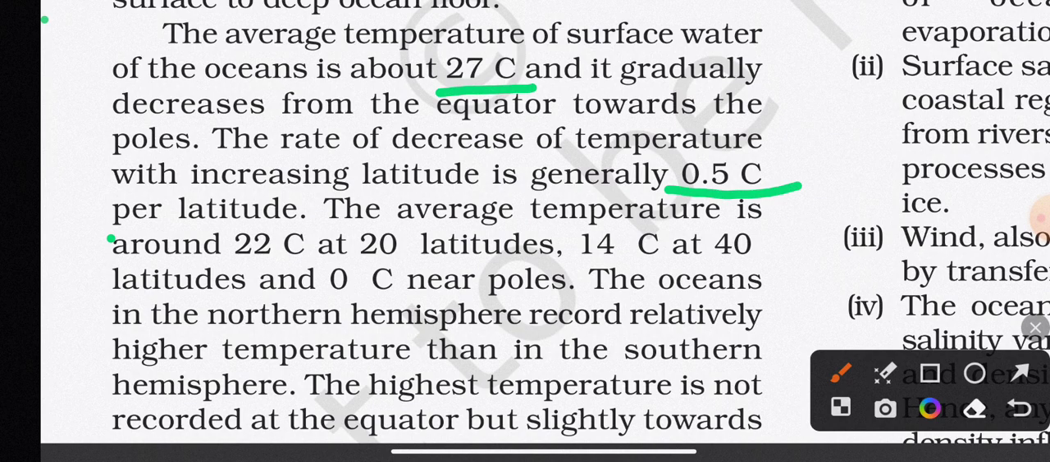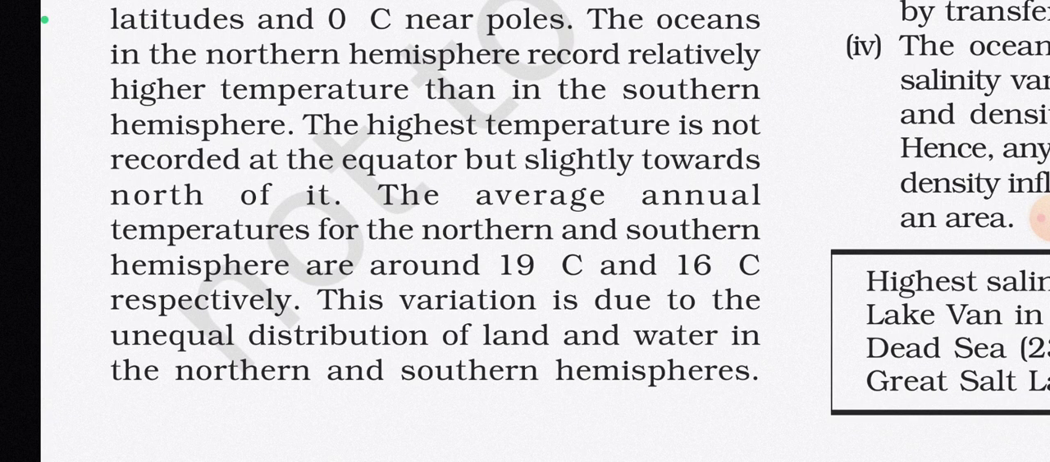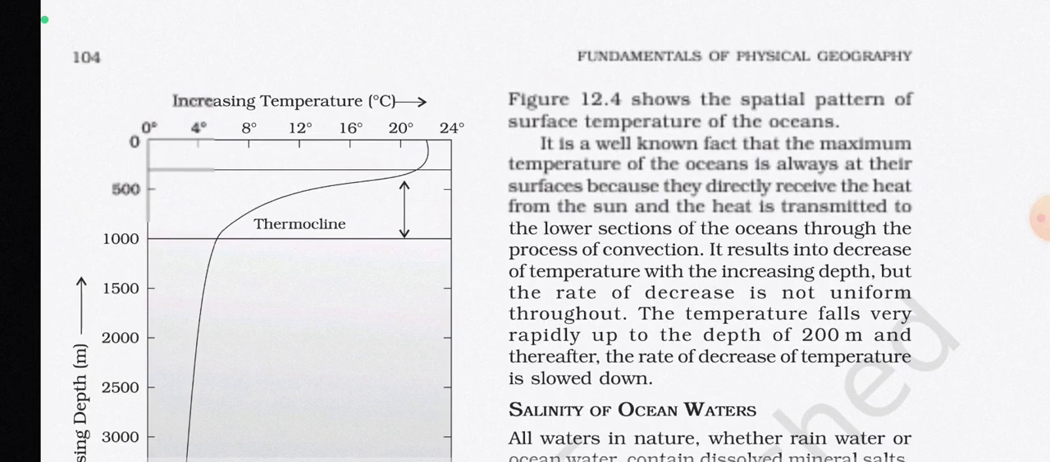The oceans in the northern hemisphere record relatively higher temperature than in the southern hemisphere. The highest temperature is not recorded at the equator but slightly towards north of it. The average annual temperatures for the northern and southern hemisphere are around 19 degrees Celsius and 16 degrees Celsius respectively. This variation is due to the unequal distribution of land and water in the northern and southern hemispheres.